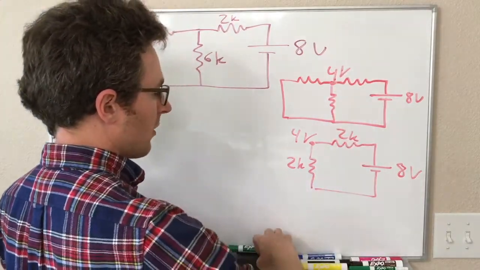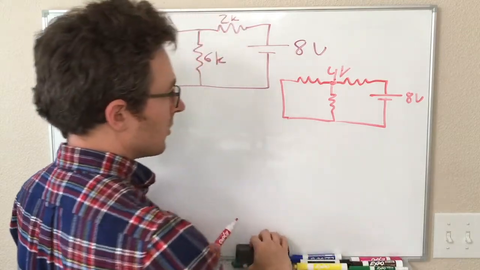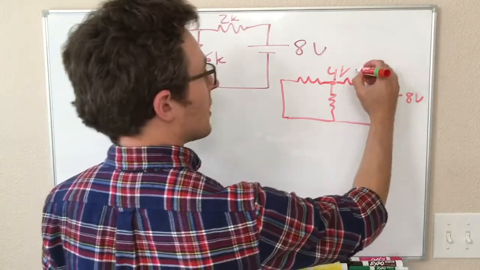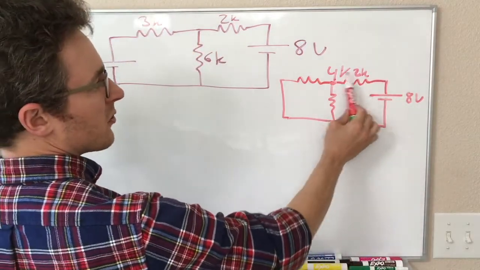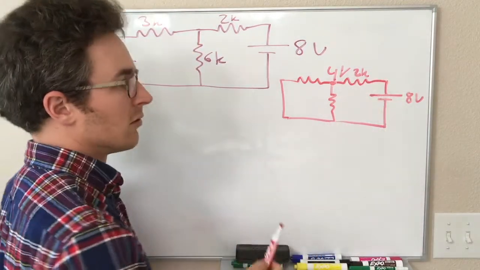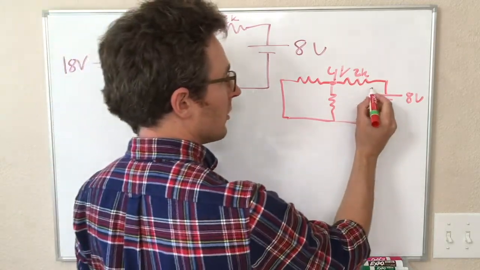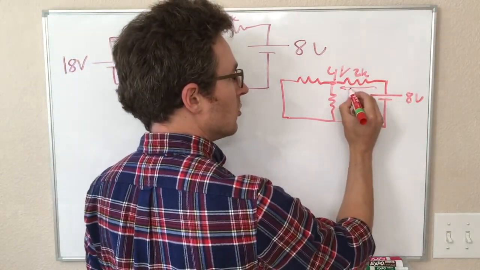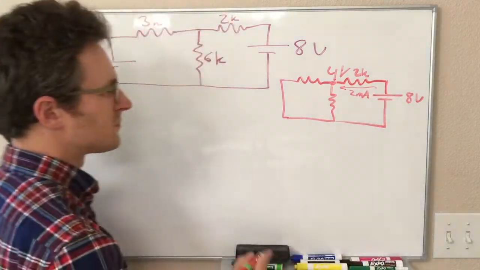And now we can figure out all of the currents from that. So my 2K resistor has a voltage difference of 4 volts, and I equals V over R, so that's 4 volts divided by 2 kilo ohms, which gives me 2 milliamps of current.